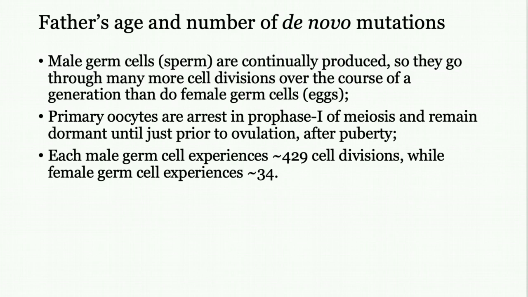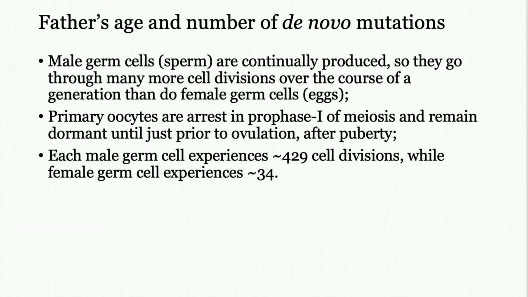Okay. And for female, the primary oocytes were arrested in prophase 1 of meiosis, so it only later becomes active before ovulation. So if you count the number of cell divisions for the male germ cells and the female germ cells, each male germ cell experiences over 400 cell divisions, while the female germ cell only experiences about 30.